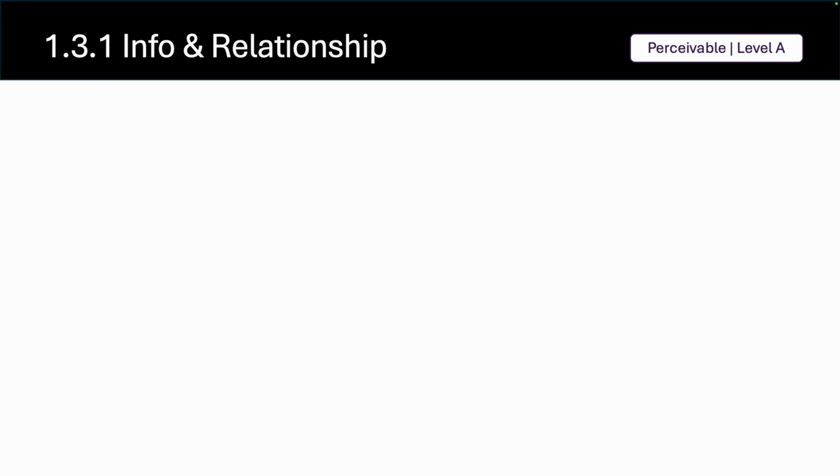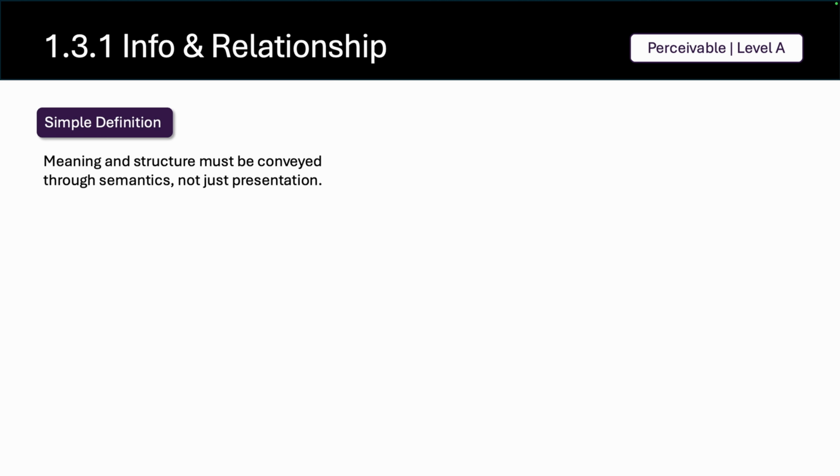The next one that we have is information and relationship. What it means, in case we are having a web page, that web page should have meaningful structure that is conveyed through semantics and not just presentation. What it means, assume I have my dashboard as the main heading on the page. And instead of using the HTML tags or ARIA attributes, I'm using a span tag and using a fake heading class to make it look like a heading.